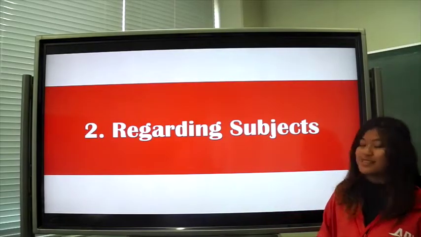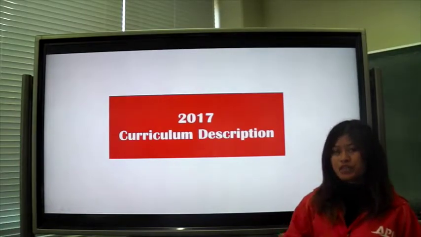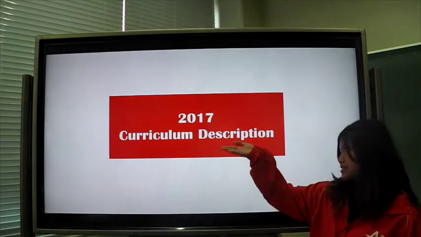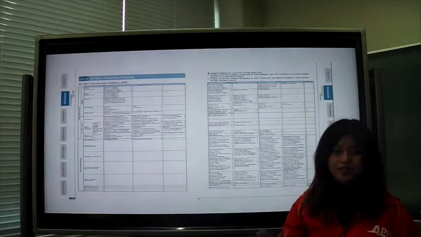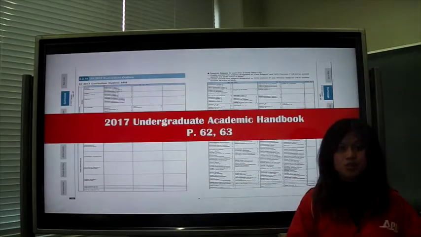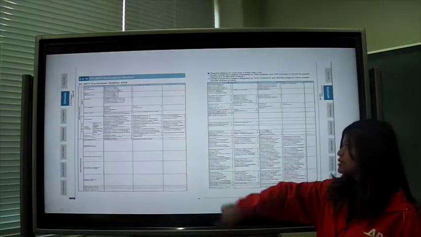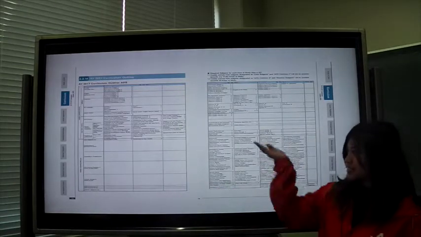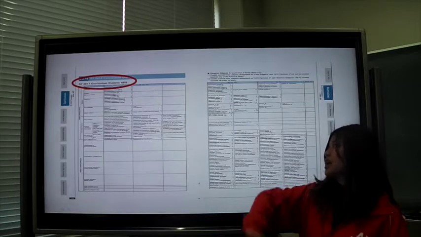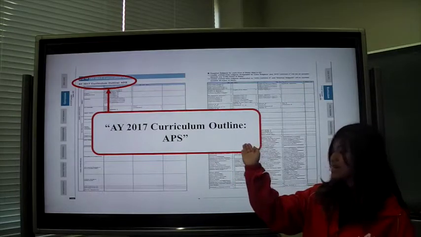Now we will proceed to number 2, which is regarding subjects. Now, we will explain further about your curriculum, which is the 2017 curriculum. I would like you to open your handbook first to pages 62 and 63. After you have opened your handbook, you will find a page like this. Please make sure that on the upper left side of the table it says 2017 curriculum outline APS.